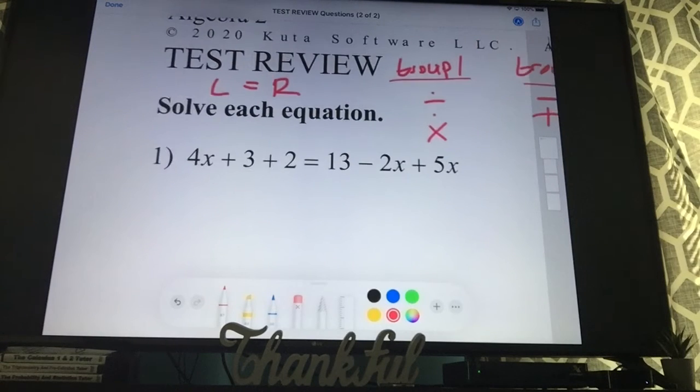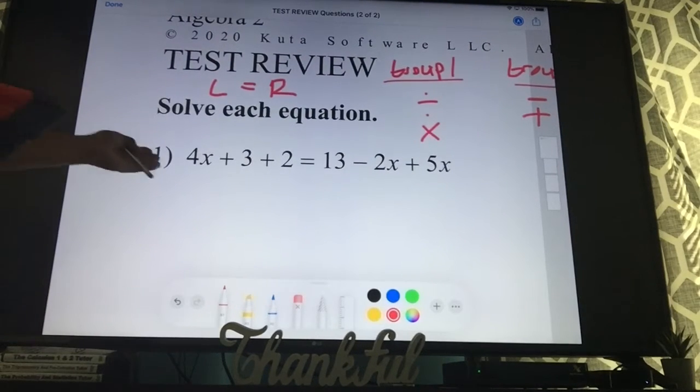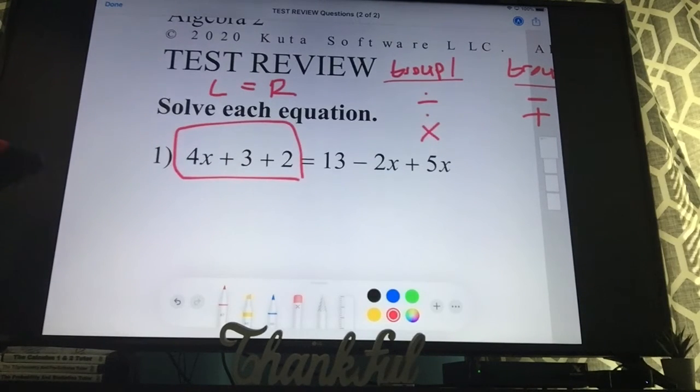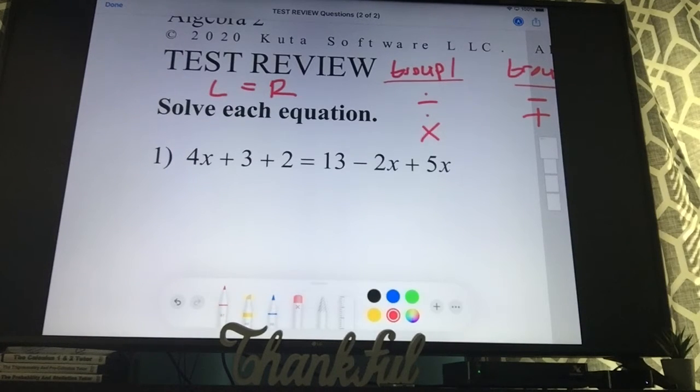So, start by just looking at the left side. Is there anything in this group, because this is the left side, that is just a number, because we only want letters on the left. And if the answer is yes, then that means they need to be moved over to the other side. Okay, so the plus 3, there's no letter with it, so it needs to be over. And we need to look at our group. Well, what's the opposite of plus 3? It's going to be minus 3. Okay, and if you do it to one side, you have to do it to the other side. Okay, so these can cancel.